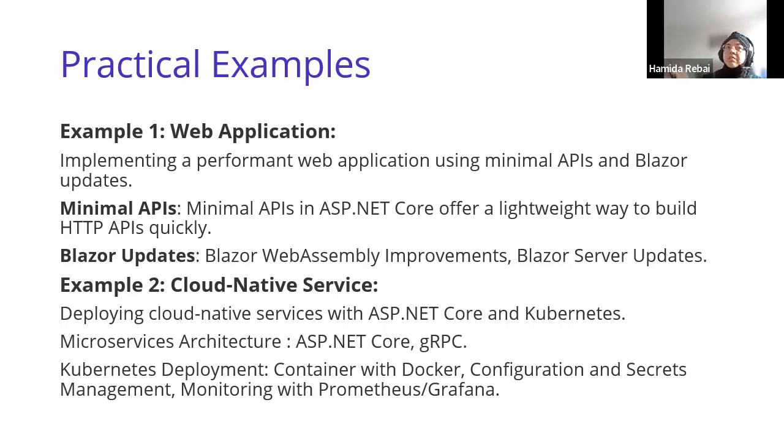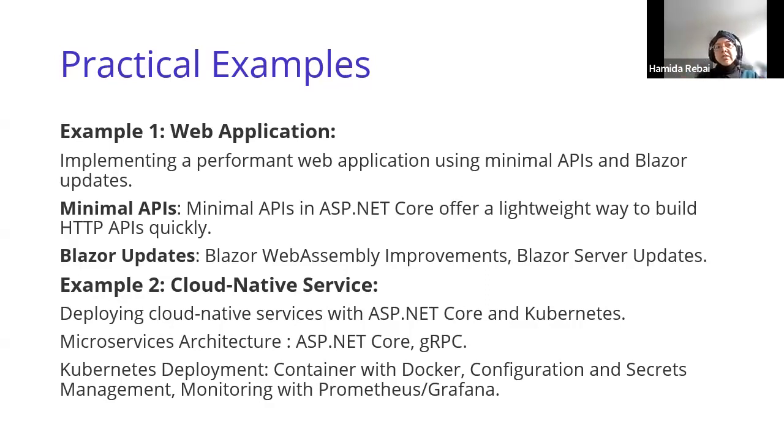For Blazor updates, we have a lot of improvement on Blazor WebAssembly, like optimized WebAssembly loading, reducing download sizes. In this case, we improve the performance. On the server side, we also have Blazor Server, with some improvements like enhancing SignalR protocols. In this case, it reduces latencies, offering a faster user experience. This is a simple example. I'm starting with a simple example to go to a complex example.